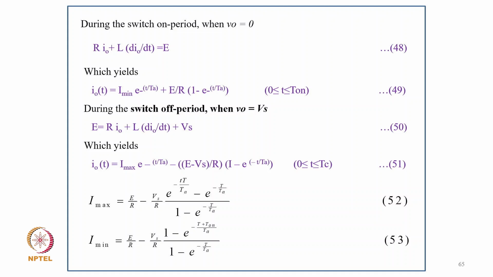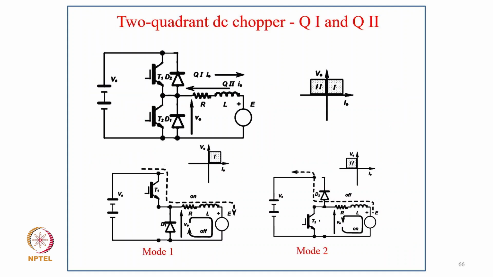times (e^(t_on/τa) - e^(-t/τa)) divided by (1 - e^(t/τa)), and I_min equals E/R - Vs/R times (1 - e^(-(t+t_on)/τa)) divided by (1 - e^(t/τa)).